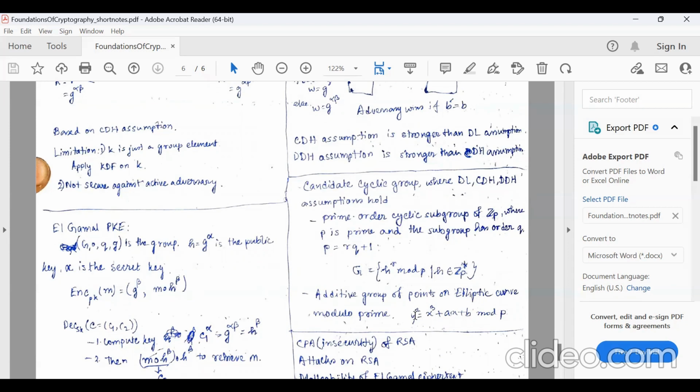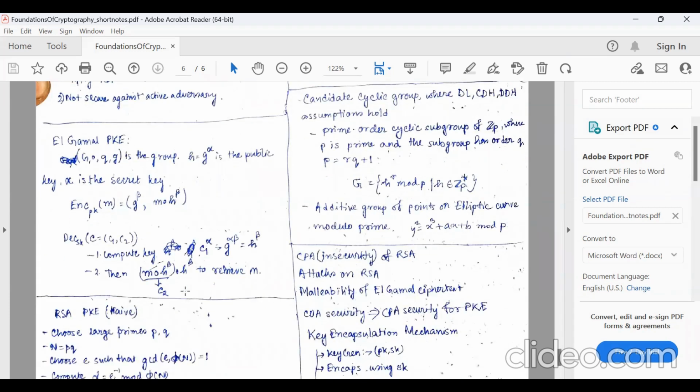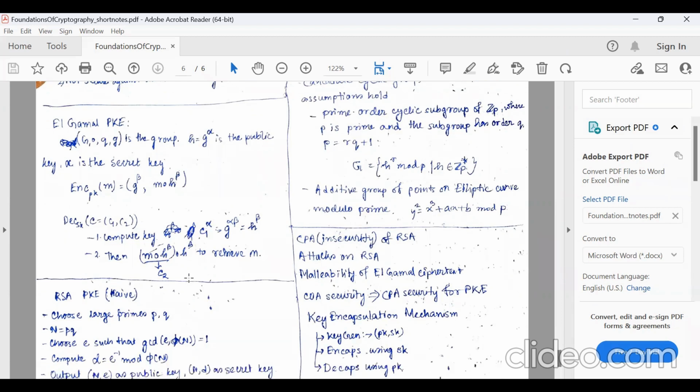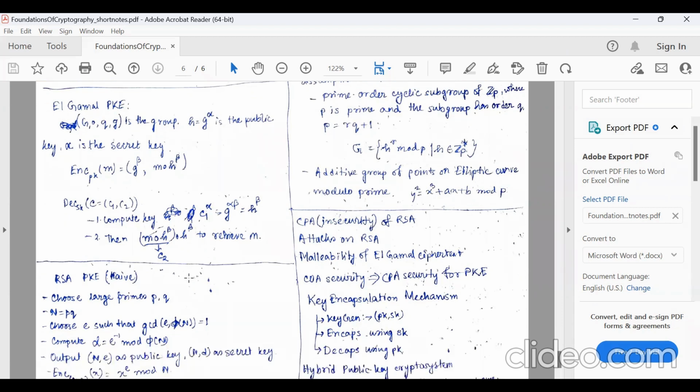And there is a construction of ElGamal public key encryption, where you know the description of the group, that is G, capital G, the set of elements, the operation dot defined on the group, q, the size of the group, which is a prime also, it's a prime order group, and the generator small g.